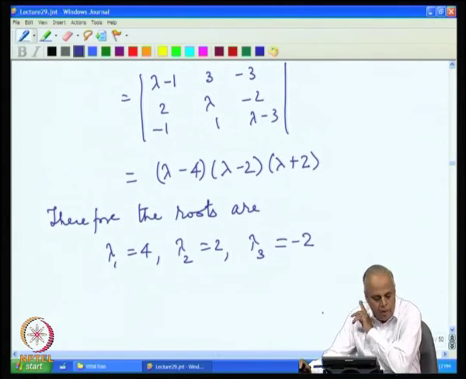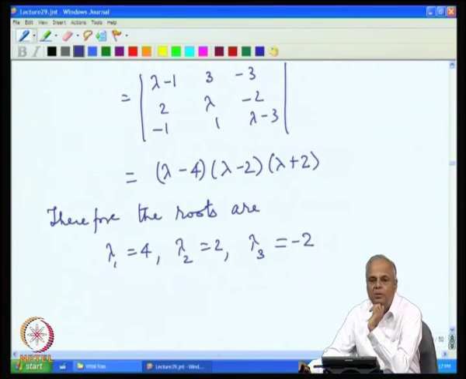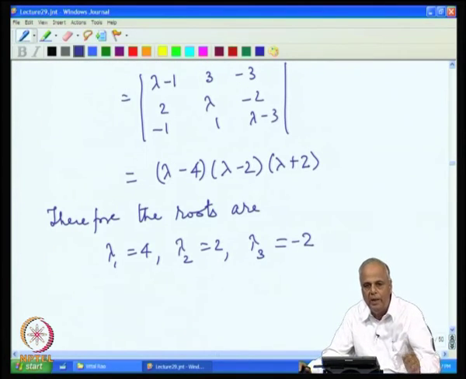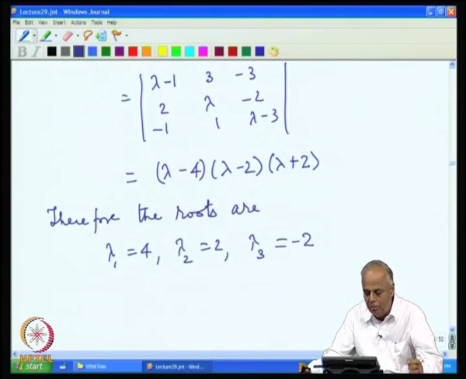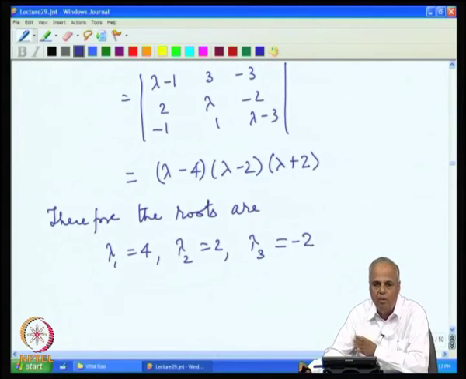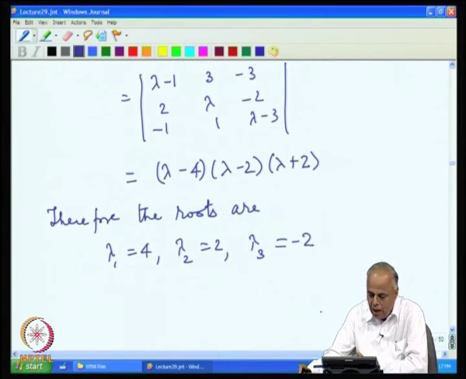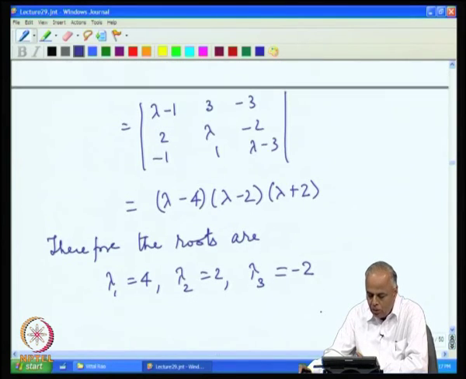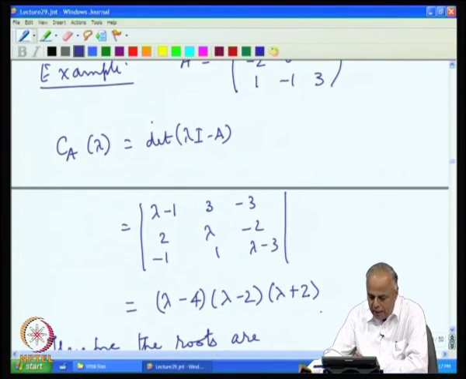You may recall the earlier example we saw when we looked at examples of eigenpairs. In the first example, these were the 3 numbers that appeared in the 3 eigenpairs. The first eigenpair had 4, the second eigenpair had 2, and the last eigenpair had minus 2. So, these eigenvalues will obviously occur in this eigenpair combination. So, here is a matrix A.